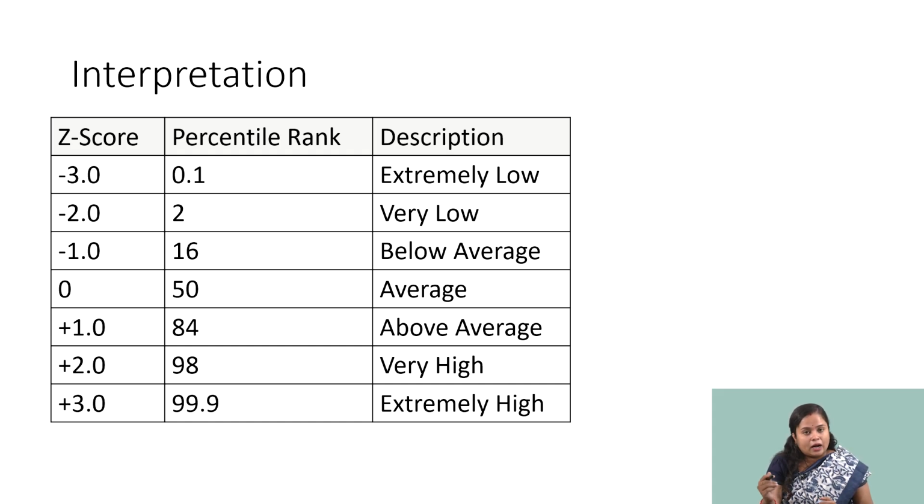So, using this formula, you can interpret the z-score finding as well. Suppose after transforming the raw score into a z-score, you get a z-score of -3. It indicates extremely low performance on that particular domain. But if you get a z-score of +2, it indicates very high performance in that area.